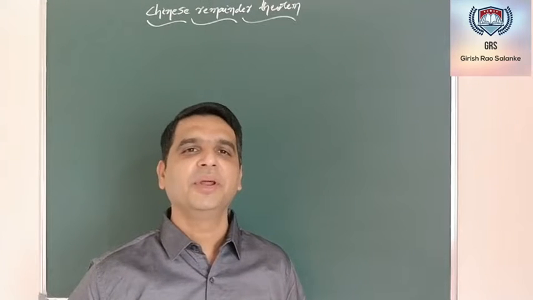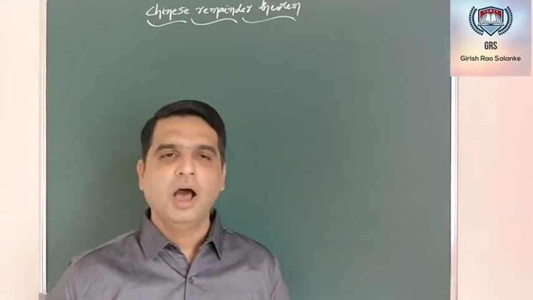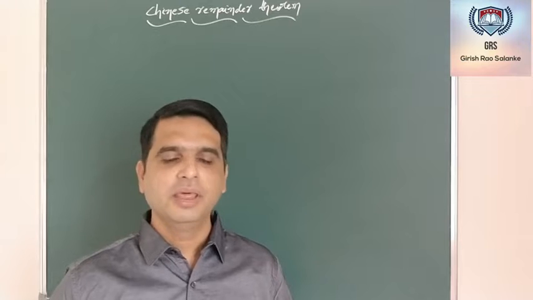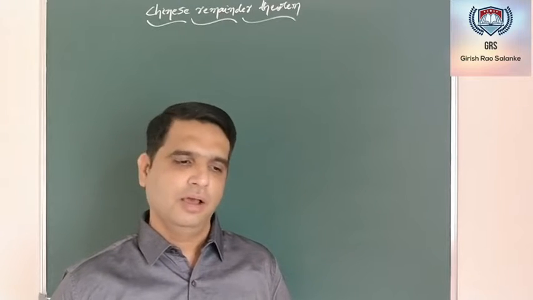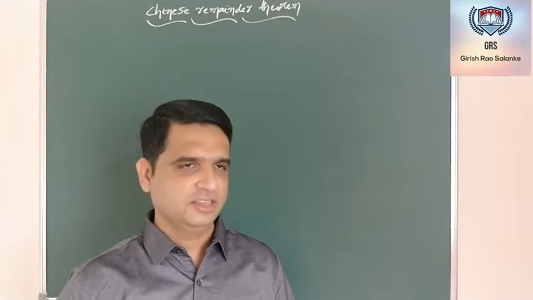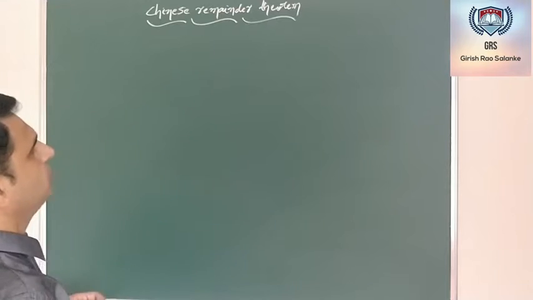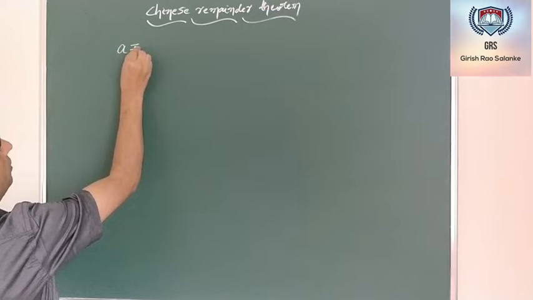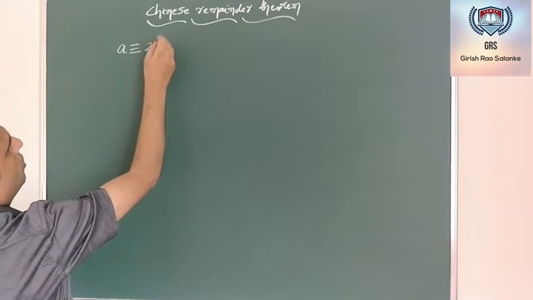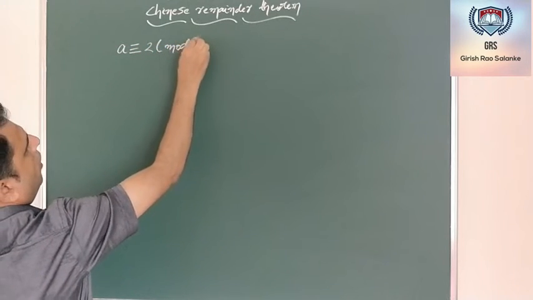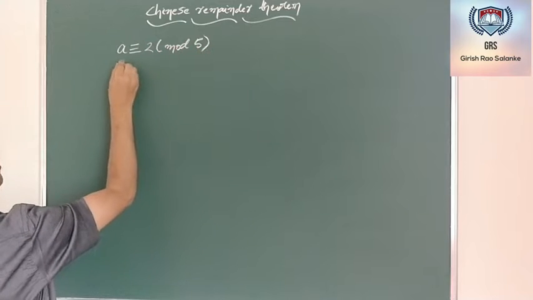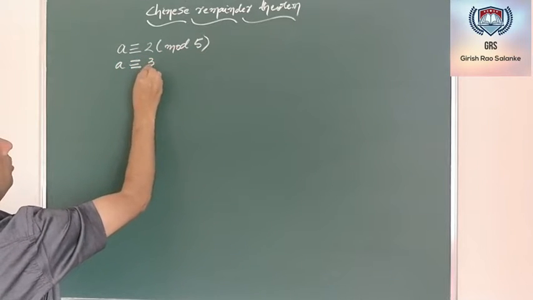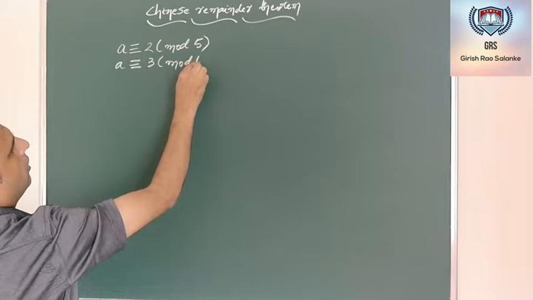Hello everyone. In today's video, I am going to discuss how to use the Chinese remainder theorem in order to solve multiple congruent equations. Assume that I have two congruent equations like A is congruent to 2 mod 5 and A is congruent to 3 mod 13.